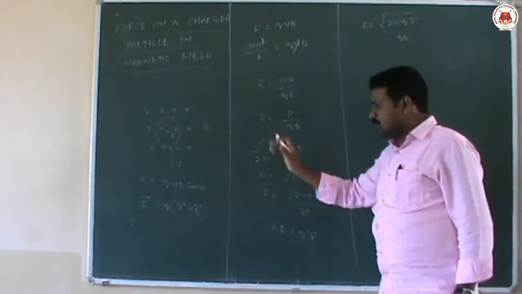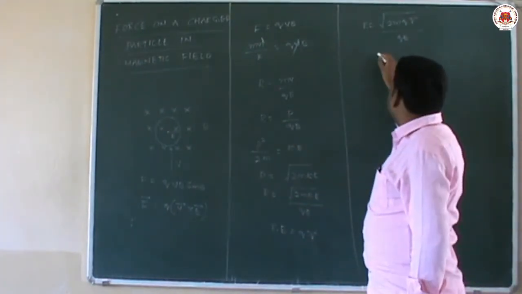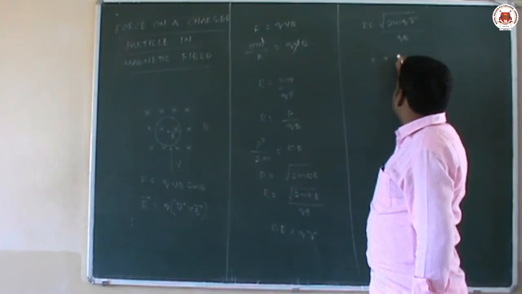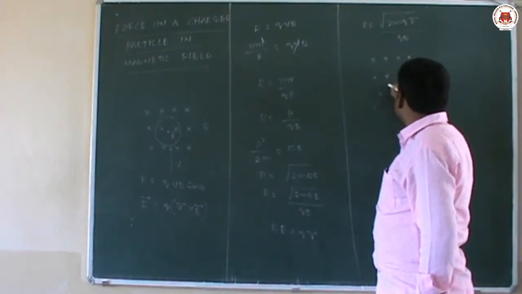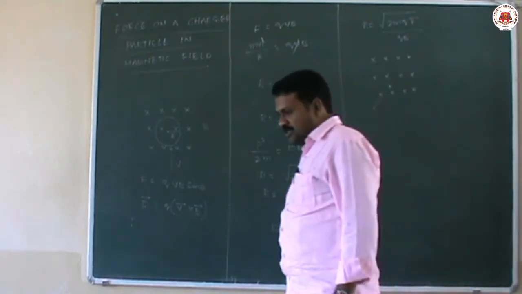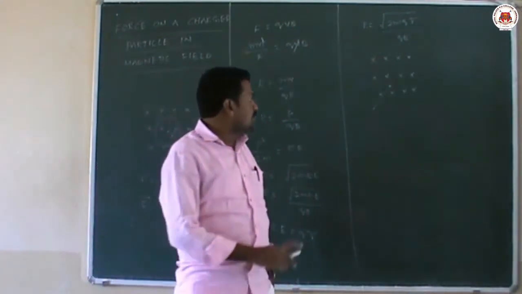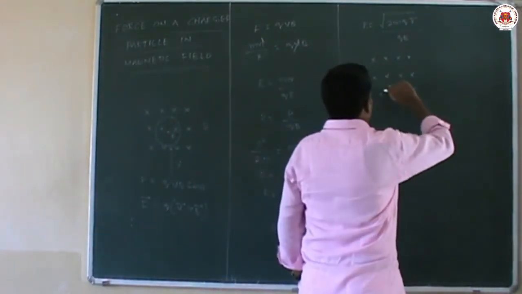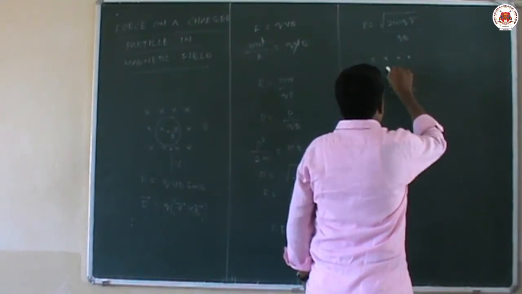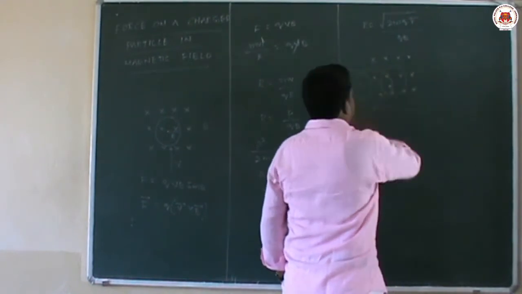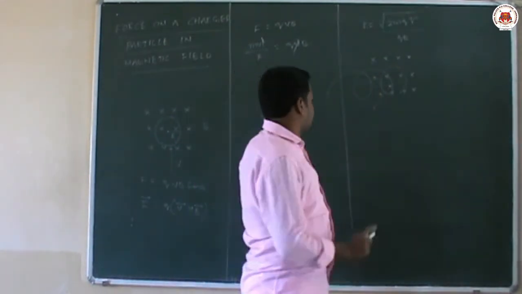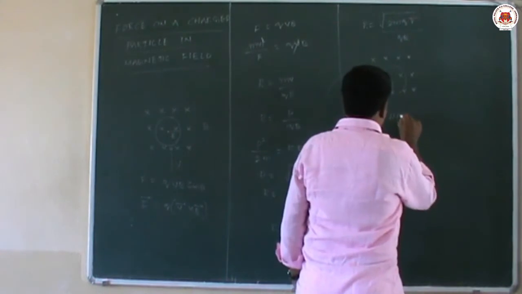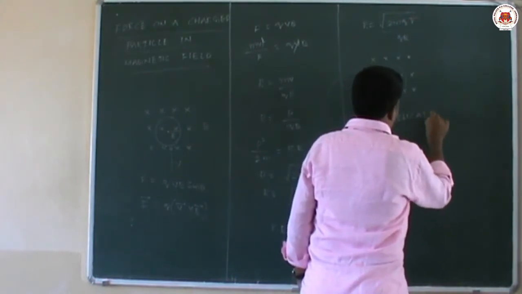Instead of projecting it at 90 degrees, suppose you project it at a certain angle theta. What happens is this charged particle will revolve in a circle and move forward. It moves in a spiral path or helical path.